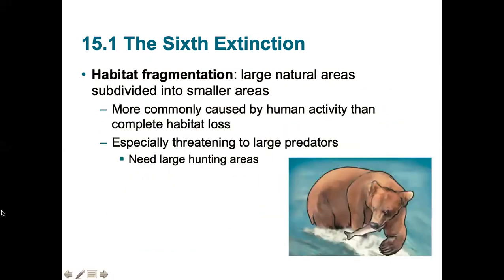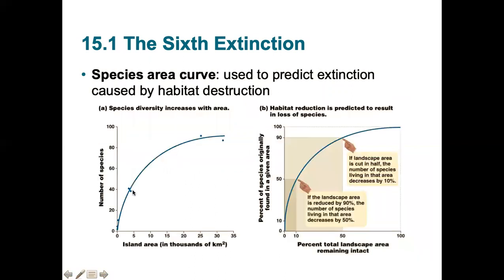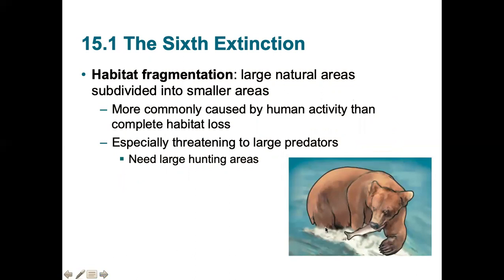Let me go back and explain that a little bit better. The more area that you have, the more species you can support, up to a point. You can see it starting to curve, but as you go down in area, you are able to support fewer species. And this is by 90%. And so that's why we're predicting 50% loss of species.